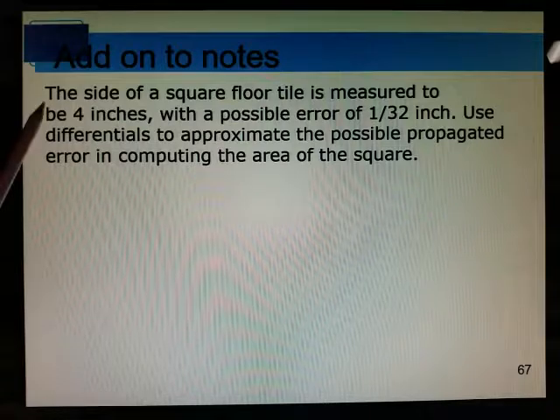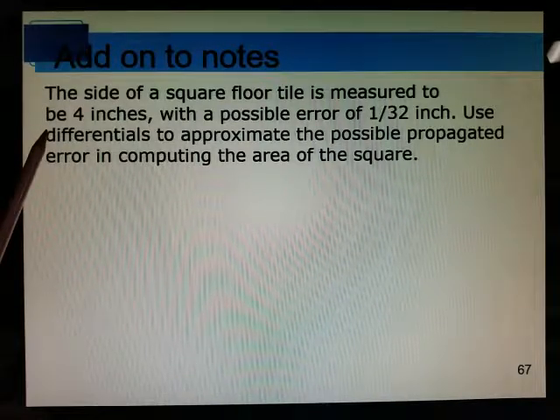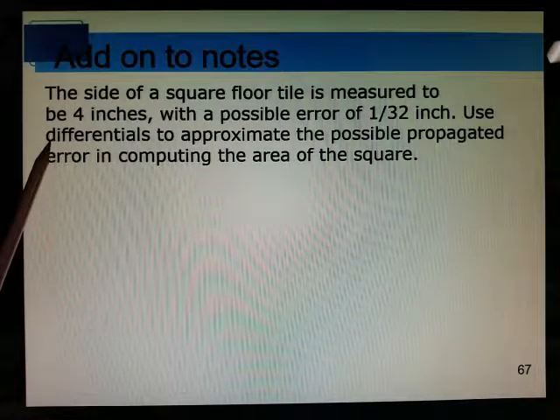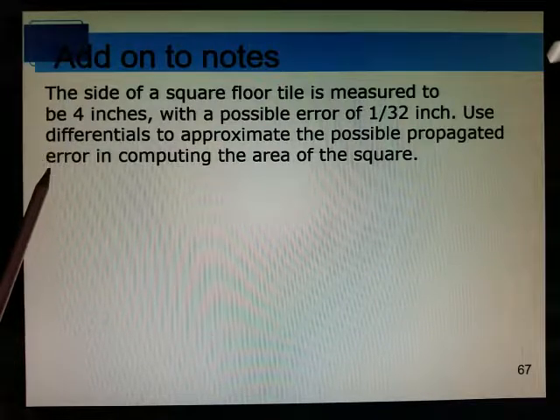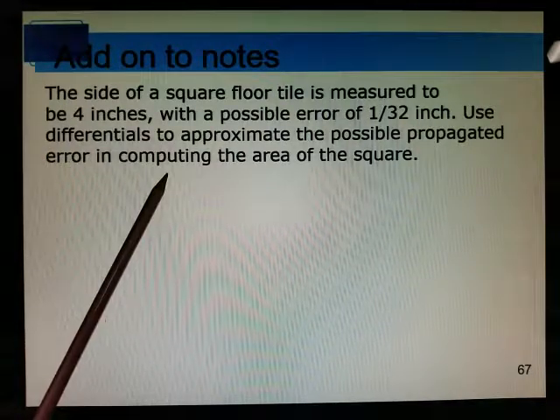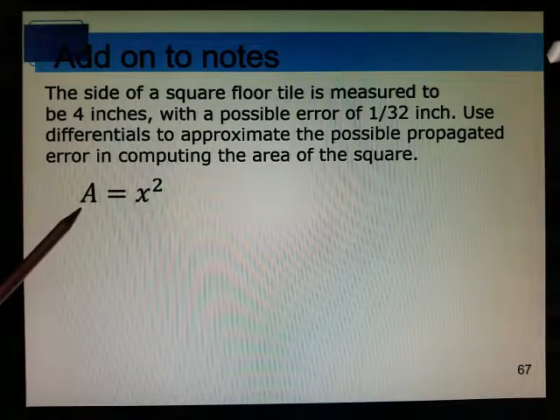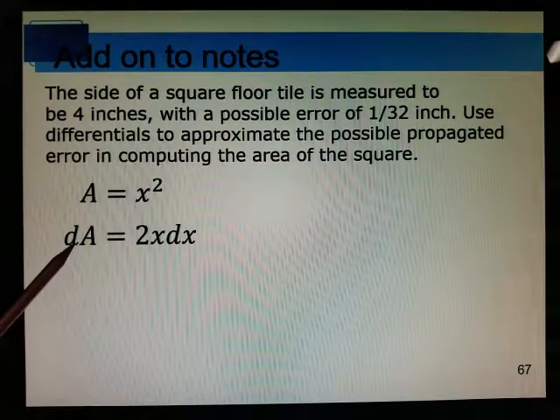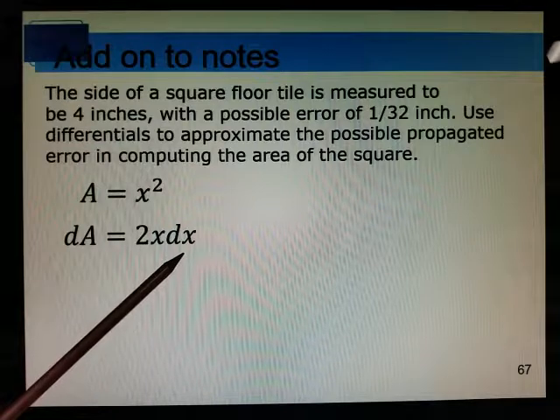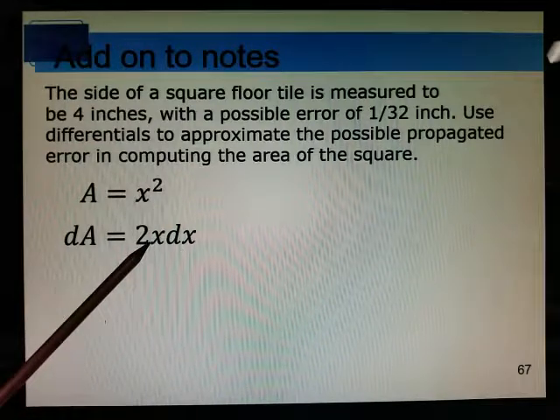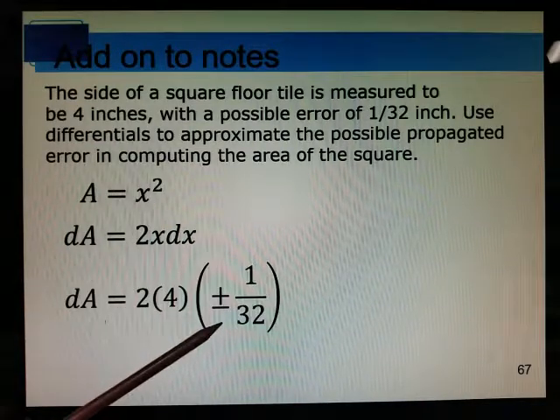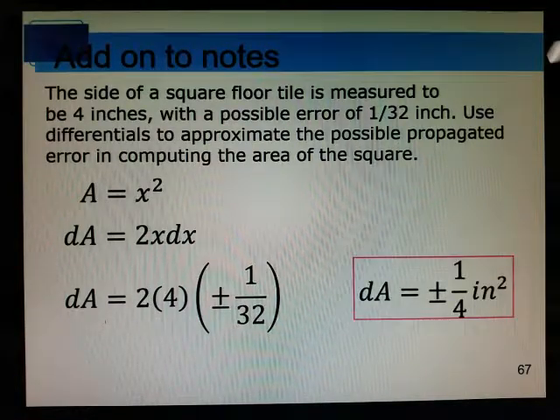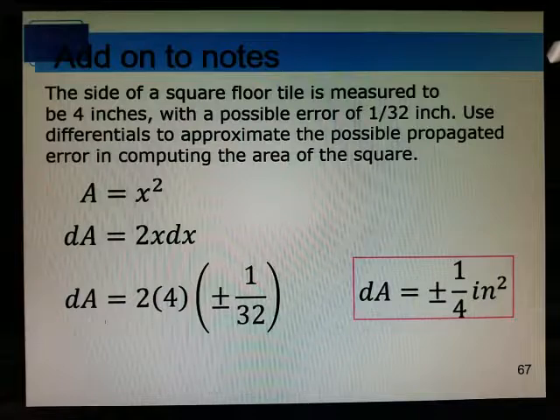All right, it says the side of a square floor tile is measured to be 4 inches with a possible error of 1/32 of an inch. Use differentials to approximate the possible propagated error in computing the area of the square. So the area of a square is x squared. The differential, dA, is 2x dx. The side of the square is 4. It's off by 1/32 of an inch. We multiply that, and that's how off it can be. That's the possible propagated error in computing the area of the square. It could be off by 1/4 of a square inch.